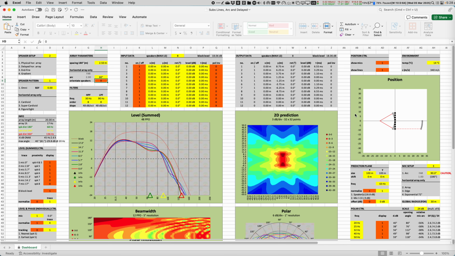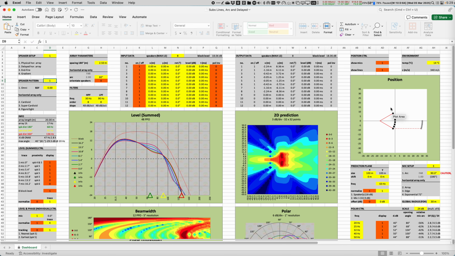Now you don't have to worry, because this calculator can do it for you. Not only this calculator, there are many calculators, and surely you are capable of making a calculator also. So now the other important thing is that if I have here an arc shape, you can see that the arc shape has wider directivity in the front.